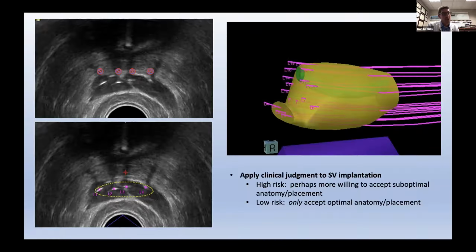That's going to give you at least as much dose, if not more dose, into your bladder than it is into your seminal vesicles. If your needles come out here, here, here, and here, instead of in the gland, that's going to do the same thing to your rectum. So you have to apply your clinical judgment to this. If it's a high risk, you might be more willing to accept suboptimal anatomy or needle placement. If it's low risk, only accept optimal anatomy or placement of your needles.